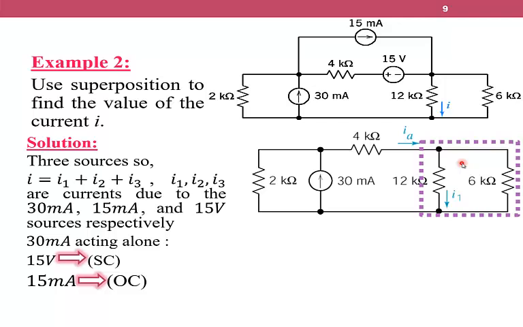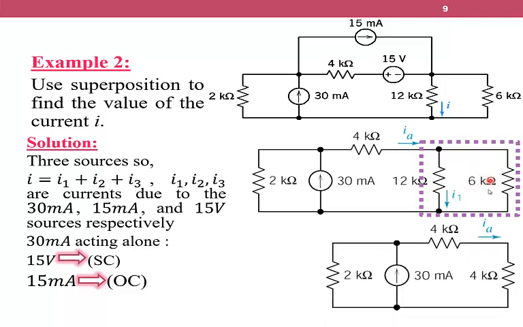Right now we are going to reduce the circuit. We have here 12 kilo ohm with 6 kilo ohm connected in parallel. So the equivalent of these 2 resistors becomes 4 kilo ohm. After that we have here 2 resistors. After that, we are going to calculate IA. IA equals 30 milliamperes multiplied by 2 kilo ohm over 4 plus 2, because these 4 and this 4 are connected in series. So IA will become 6 milliamperes.